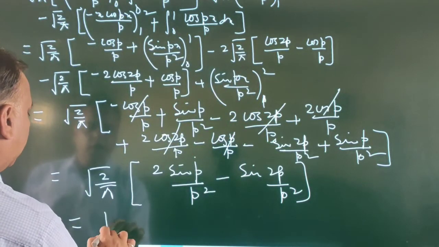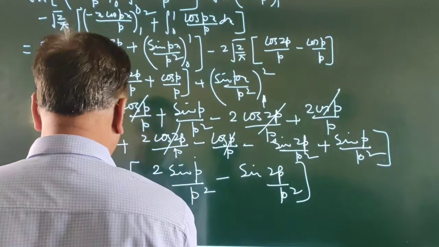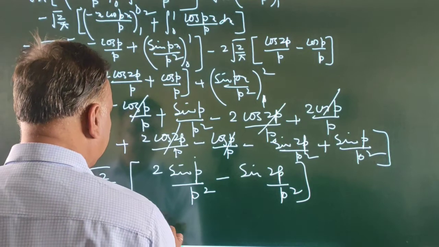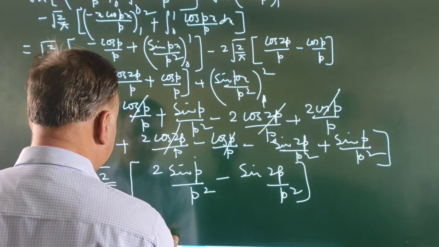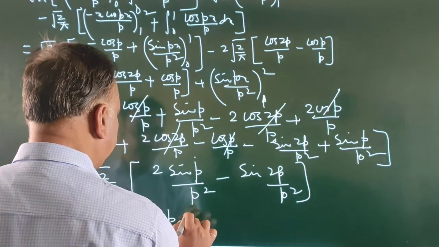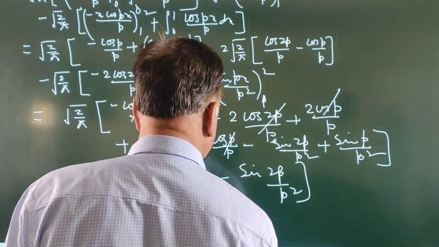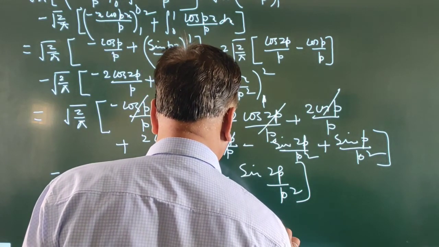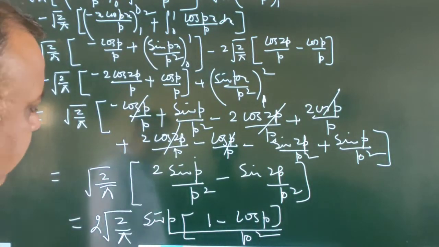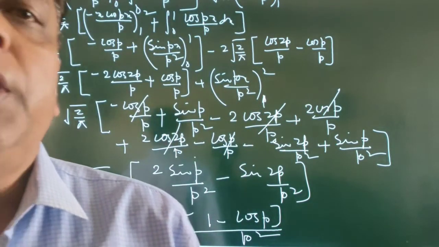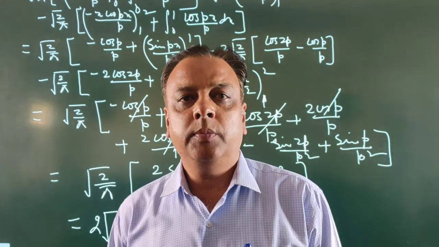Or finally we get root of 2 upon pi. If we put sin 2p as 2 sin p cos p and 2 is taken outside, so we get sin p is also taken outside, so we get sin p, this is 1 minus this is cos p upon p square. So 2 root 2 upon pi sin p into 1 minus cos p upon p square, which is the required result. So we can get the Fourier sine transformation of the function in this way.